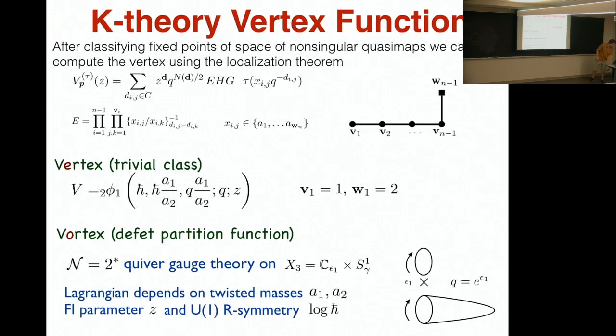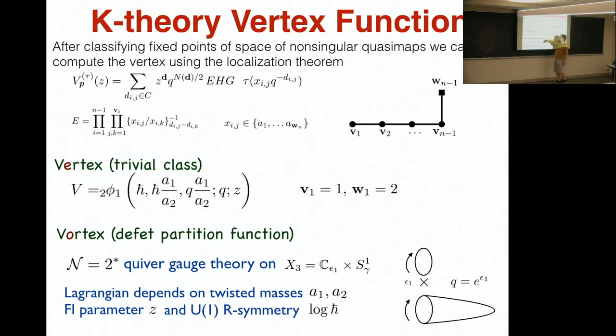Let's take a very simple theory, the cotangent bundle to CP1. So it's this quiver. We have C and C2. There's a vertex function. If you take trivial polynomial, so tau is just one, the trivial polynomial. It's given by a quantum hypergeometric function phi, two-one, of some variables.